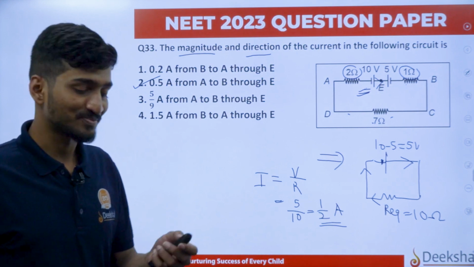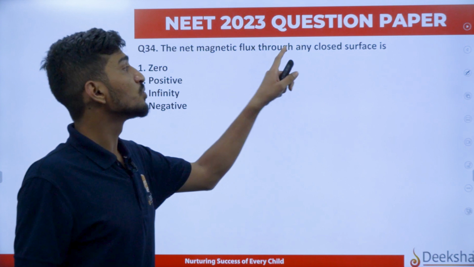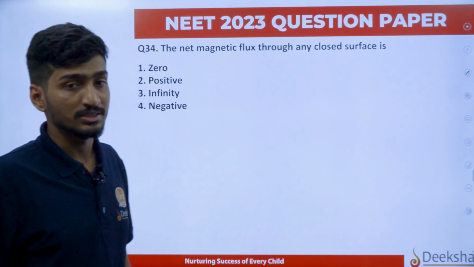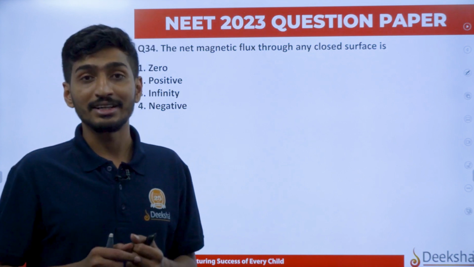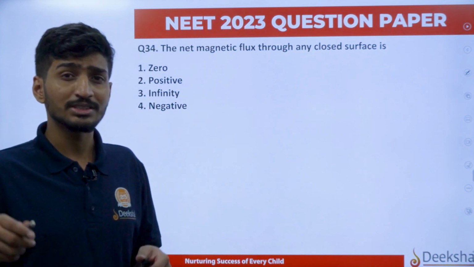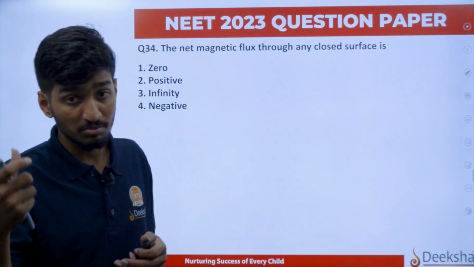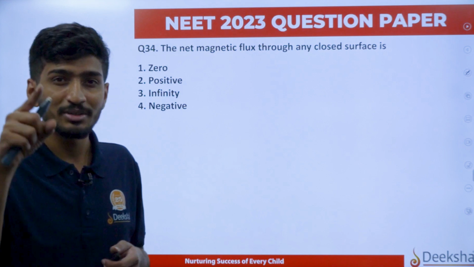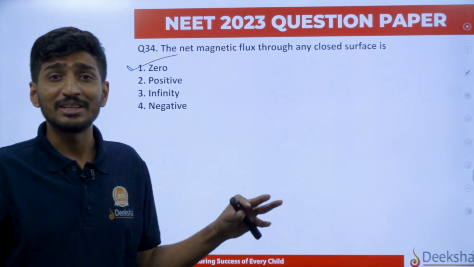Alright? Okay. Next question. The net magnetic flux through any closed surface is. So now this is a question of Gauss's law in magnetic field. What does Gauss's law in general say? Gauss's law says flux passing through a closed surface, magnetic flux, that is going to be 0. So the answer to this question is 0.